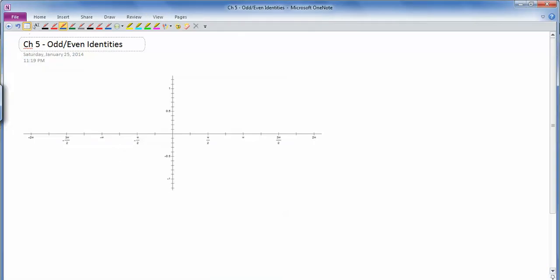Okay, so this video is about odd and even functions. Before we start, I want to review that. So odd functions have the property that they are symmetric about the origin.